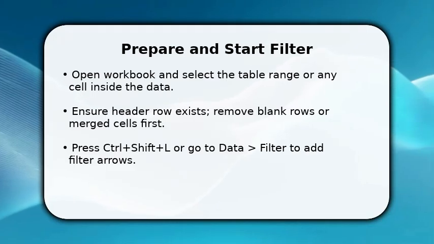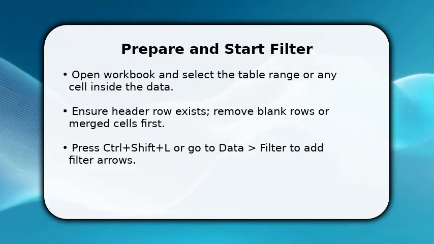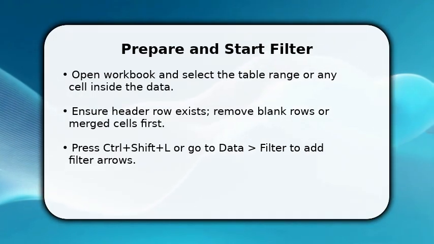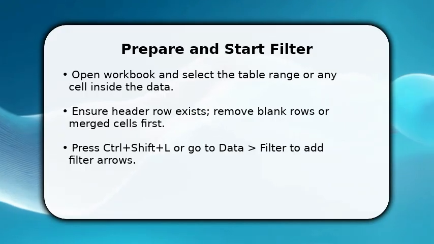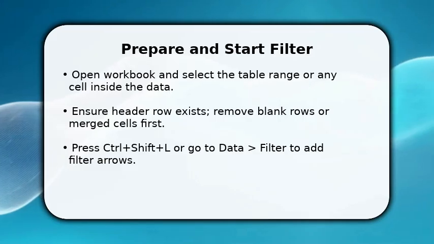Enjoy the video. You begin by selecting your dataset and confirming a clean header row. This gives Excel the field labels it needs. Once selected, add filters with Ctrl+Shift+L or Data Filter so each column shows a drop-down arrow. Make sure there are no merged cells or completely blank rows inside the range, because they break the filter scope.